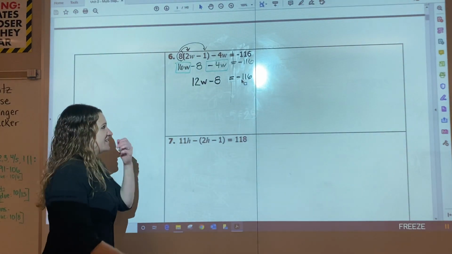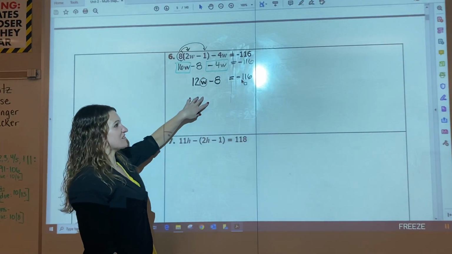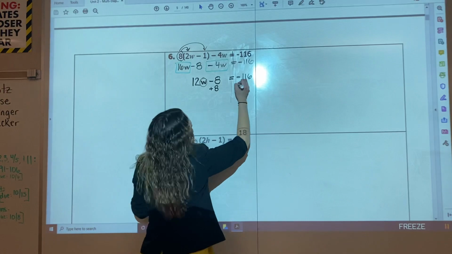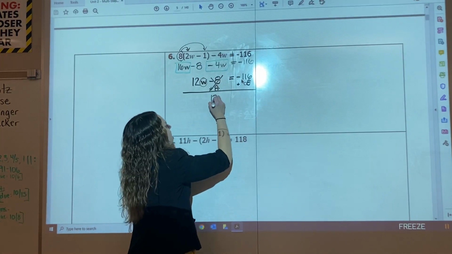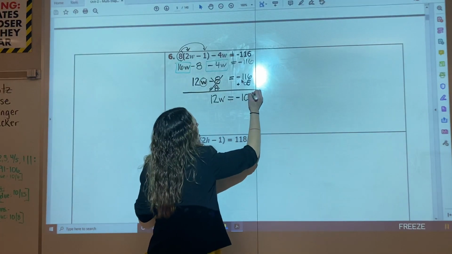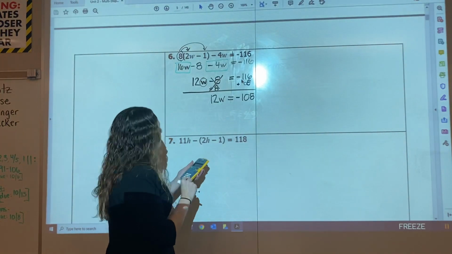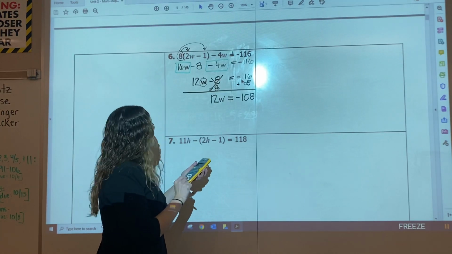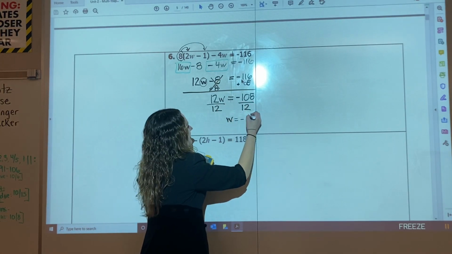All right. Now I see, here's my variable. I'm looking to get rid of any constant on the side of my equal sign that has a variable. So I see that -8, I'm going to add 8 to both sides. Cross it off here. I'm going to bring down my 12w. And I'm pretty sure that -116 plus 8 is -108. But I'm going to double check that because I'm going to have to divide anyway. So, when I divide that by 12, w equals -9.